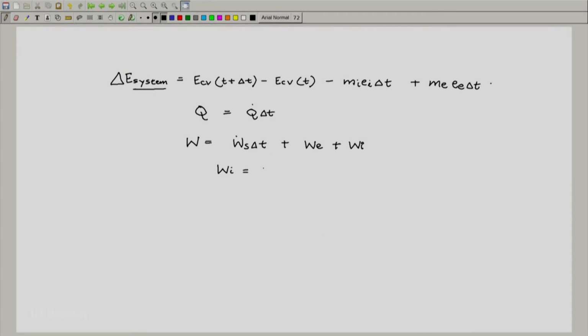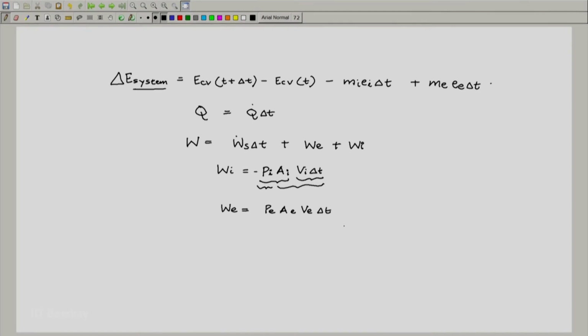What is WI? It is nothing but the force at the inlet, which is PI into AI, multiplied by the distance travelled, which is nothing but VI times delta t. So, this is the work done at the inlet. So, you can consider this as some force and this as some distance, or you can consider this as pressure and this as some delta V. So, this is how you can consider the work at the inlet, and what we will do is we will realize that this is really work done on the system. We will put a negative sign here, and what we can have is WE is PE AE VE delta t.